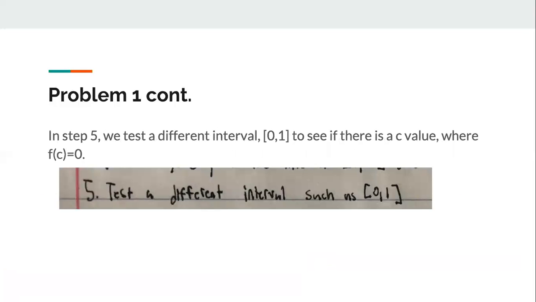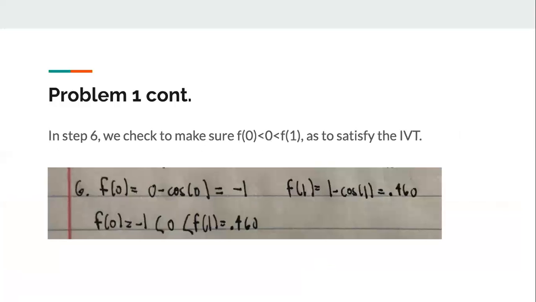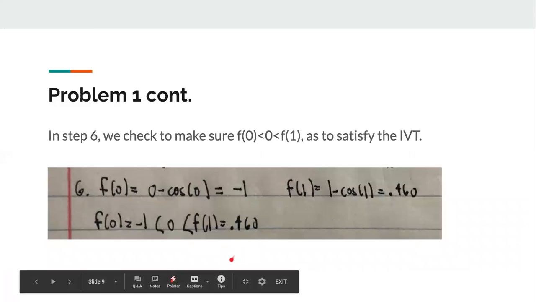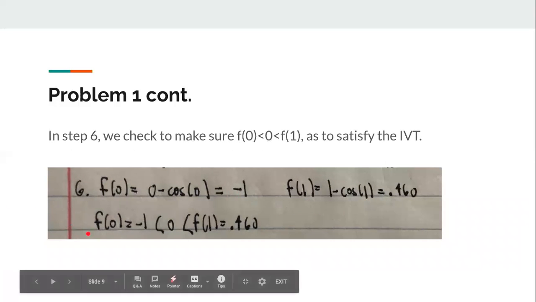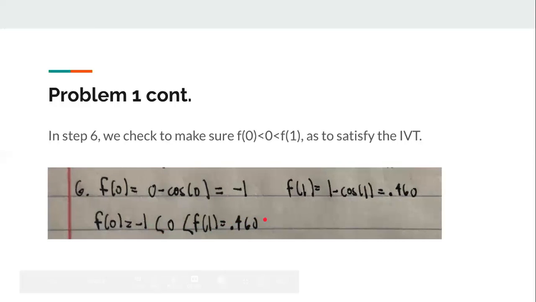So now we need a different interval. And we take another number. I think 0 is a pretty simple number, so we'll take that as our new interval, 0 to 1. So now we need to check. We're going to plug 0 in into the function. We get -1. Now we're going to take 1, plug that into the function. Again, we get 0.460 with rounding. So now we've checked. f of 0 equals -1, and that is indeed less than 0. And 0 is less than f of 1. So we are set there.